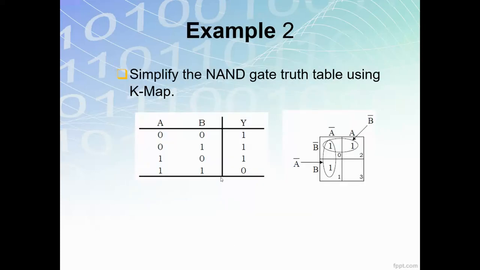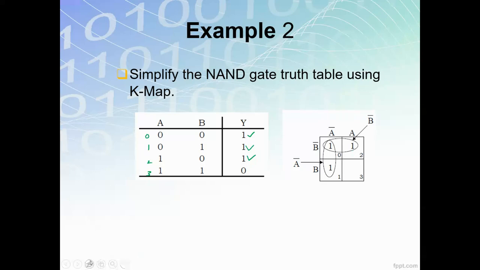Alright, this is the second example of two-variable K-map. We transform the NAND gate truth table into a K-map. Here we have three inputs, 1, 0, at 0, 1, and 2. We transform the output of 1 by plotting logic 1 into the two-variable K-map. So this is cell 0, 1, 2, 3. Cell 0 has 1, cell 1 also has output of 1, and cell 2 also has output of 1.